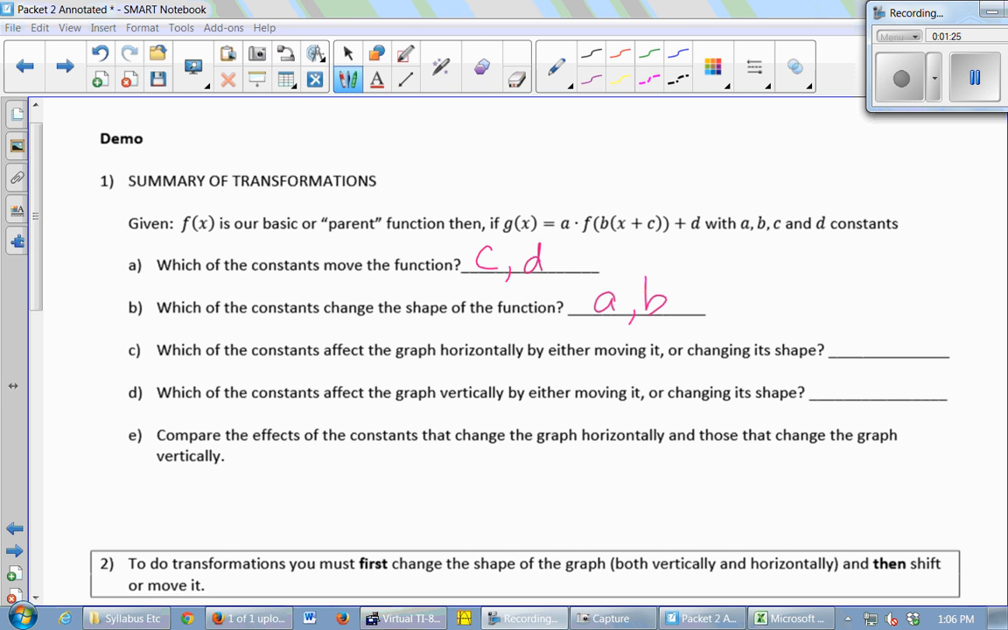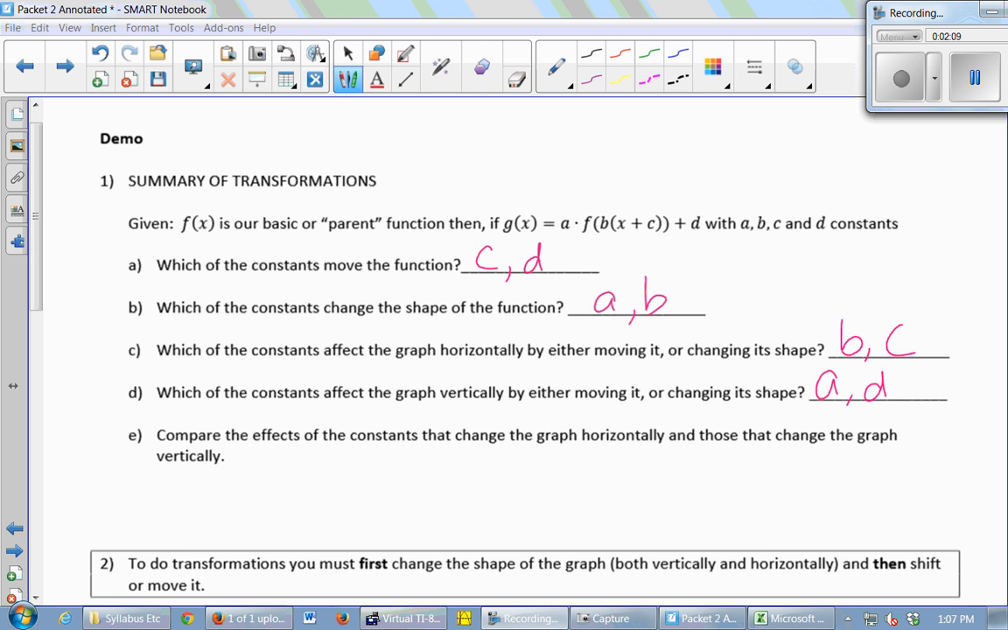Okay, which of the constants affect the graph horizontally, right? Whether it's by shifting or changing shape. C and, F is the name of the function. Yeah, so the constants are A, B, C, and D. So C is going to shift it horizontally. What else changes it horizontally? B. B is a horizontal stretch or a shrink. So it's B and C change things horizontally, whether it's by a shift or a stretch or a shrink. Which of the constants affects the graph vertically, either by moving it up and down or by stretching it vertically? A and D.